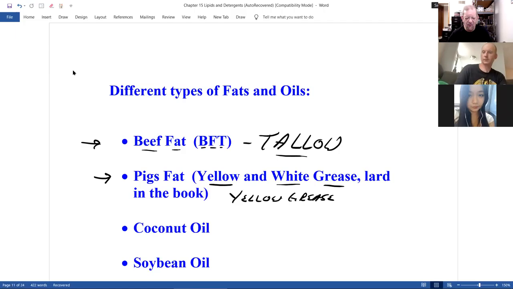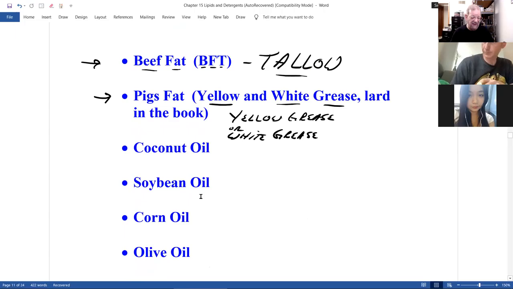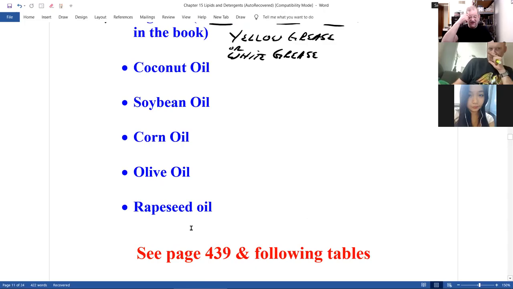Now you should know pig's fat is not called that. It's called yellow or white grease, not lard like it's in the book, that's for cooking. So you should know pig's fat is yellow grease or white grease. The difference is the color, and you pay a little more. But yellow and white grease are usually 2 or 3 cents a pound cheaper than tallow, beef fat. And if you're buying 100 to 150 million pounds a year, 2 or 3 cents is a lot of money. Whenever our purchasing agent could get pig's fat, yellow grease or white grease, we used it, but most of the time we got tallow.